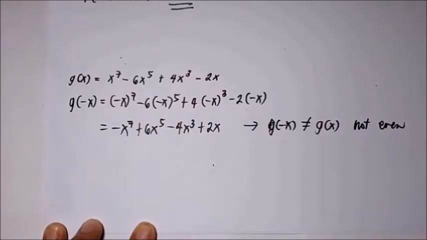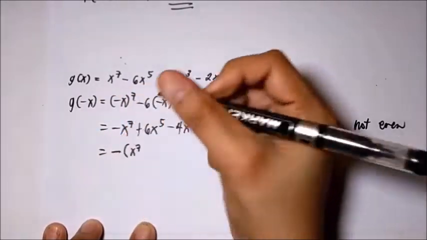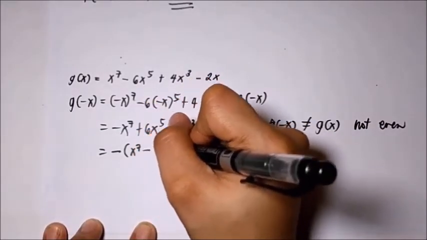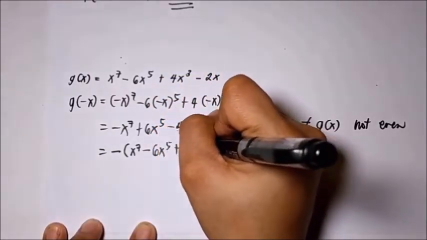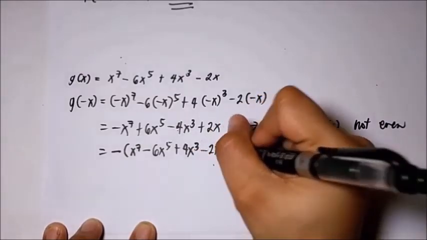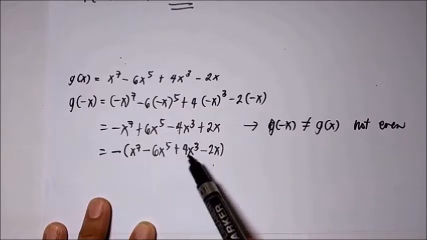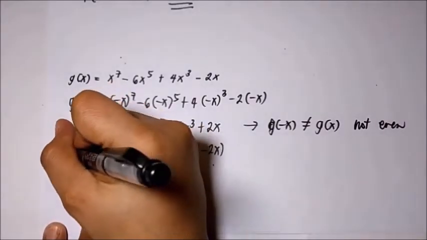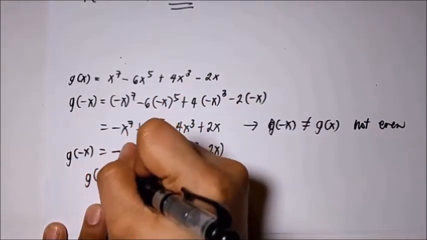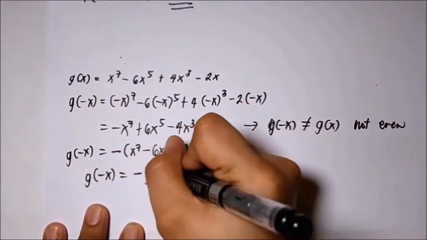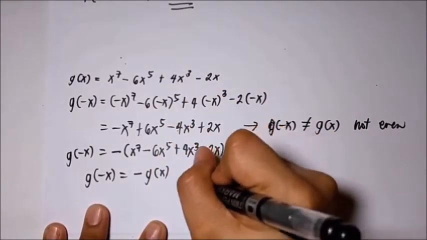Okay? So let's try factoring the negative sign. Negative of, this would become positive x raised to 7, negative 6 x raised to 5, positive 4 x cubed, and then negative 2x. This is the given for g of x. And this is g of negative x. So g of negative x is equal to negative of g of x. So the given is odd.